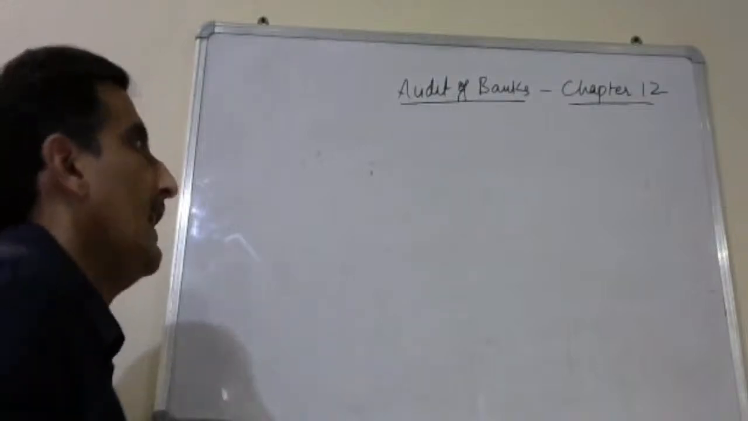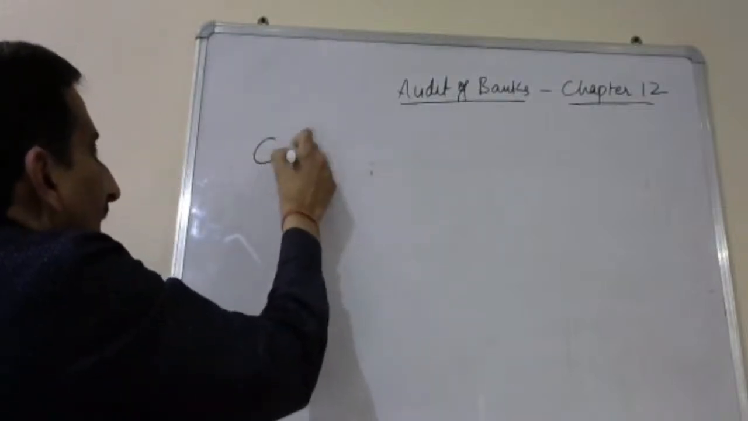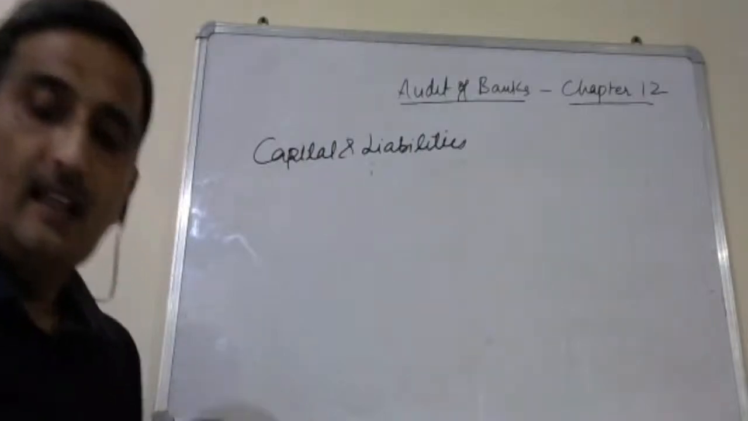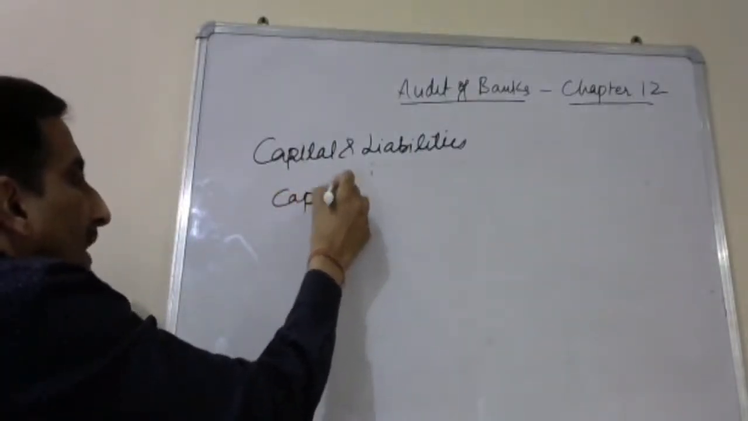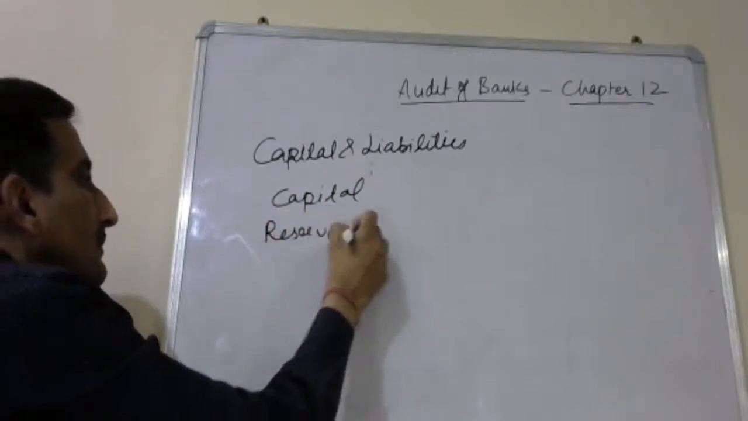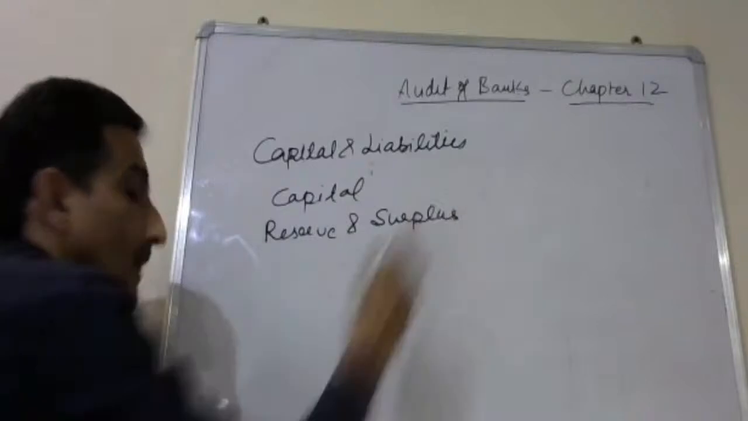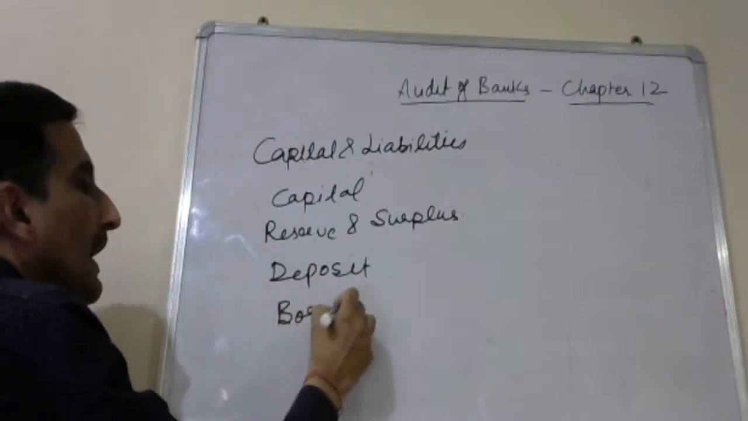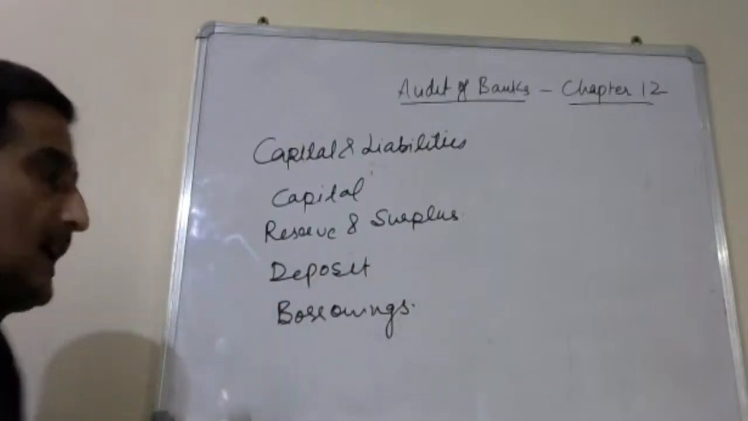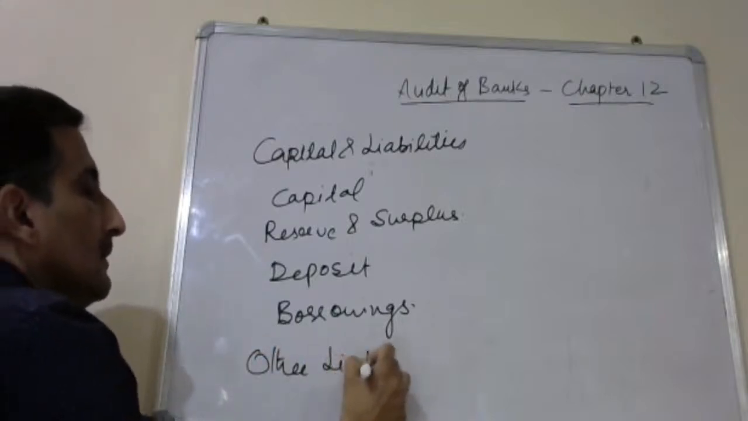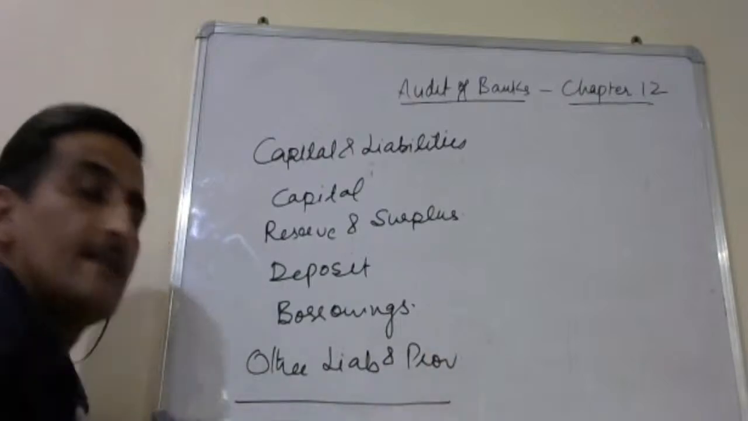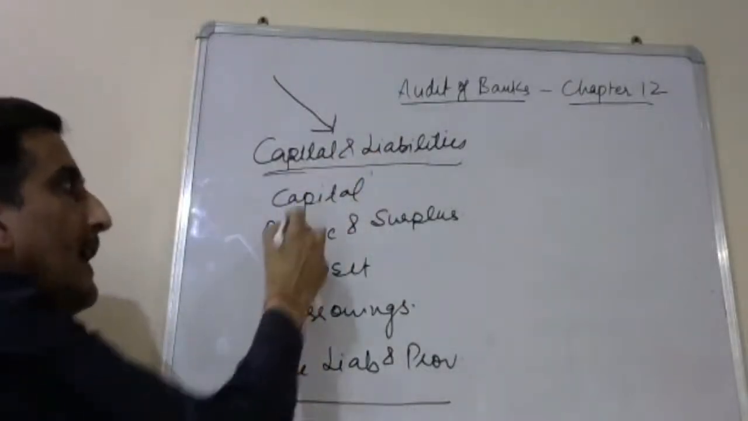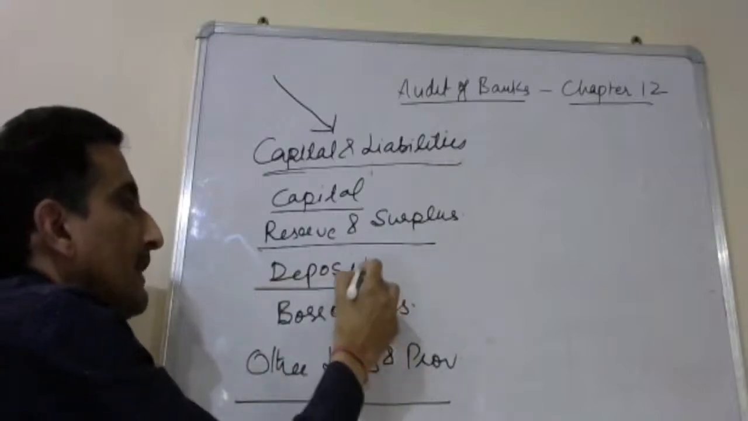So on the liability side, capital and liabilities, in the balance sheet of a bank there are these broad heads: capital, reserves and surplus, deposits, borrowings, and other liabilities and provisions. Is that clear? Under capital and liabilities, there are these broad heads: capital, reserves and surplus, deposits, borrowings.